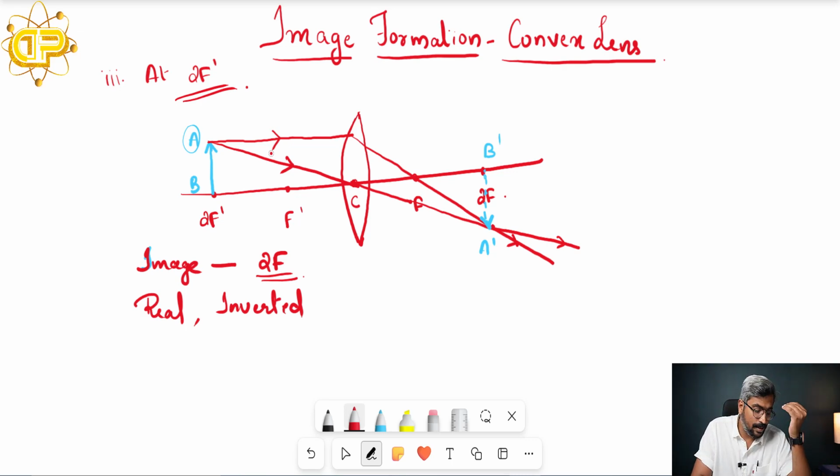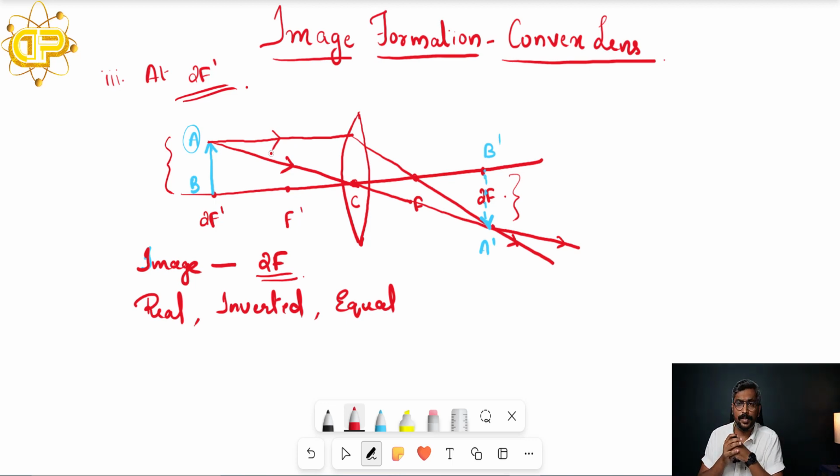The size, if I'm closely seeing, both the size of AB and A dash B dash are equal. So equal in size. They are the same in size without any change. You will get the same size image if I'm placing the object at 2F dash.